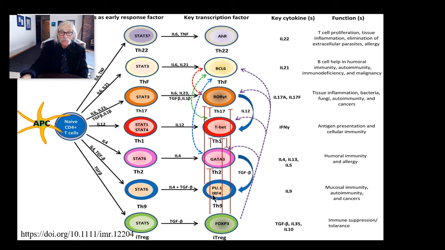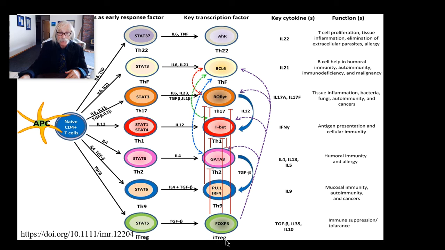All right. And then finally, Th9 cells, STAT6, making the PU.1, IRF4 transcription factors. Again, it's going to be positively regulated by TGF-beta coming from the Th2 cell lineage, all pro-inflammatory. Th2s are having humoral immunity, regulating that, of course, and again, allergy. The IL-9s are really important for the mucosal immunity, autoimmunity, again, like irritable bowel, inflammatory bowel disease, and in cancers. And FOXP3 expression from Tregs starting off with STAT5.